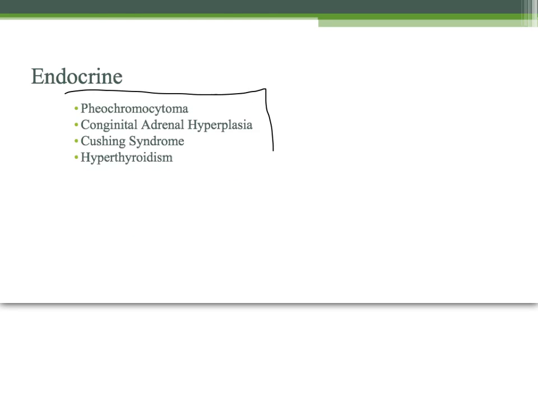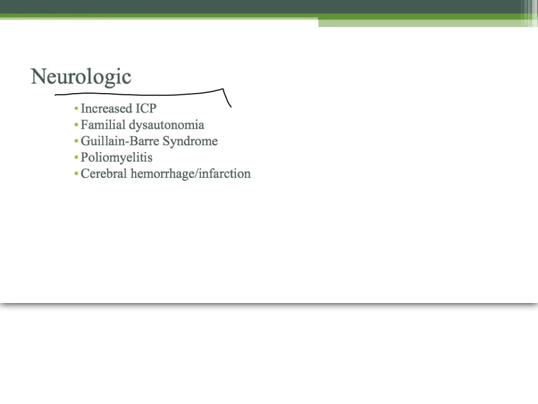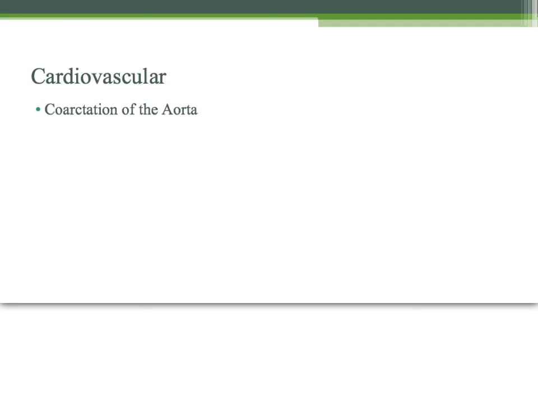Endocrine, I've given you a list of the most common causes of hypertension with endocrine. Pause, read, write down if you want. Neurologic problems that can cause hypertension, especially in children. Pause it and read it. This is a short list because it's in children. Now, if we were talking about an infant, we might have a slightly different list, but this is children from 1 to 17.